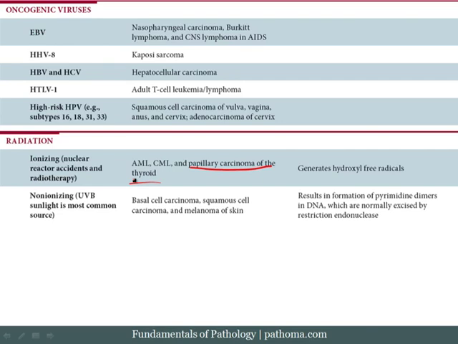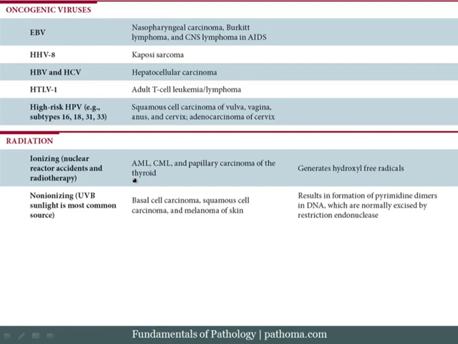Now, I want you to remember, I've already mentioned it once, but here we're going to review it one more time, and that is the mechanism by which ionizing radiation actually increases this risk is by the generation of hydroxyl free radicals. So water within tissues gets hit by the ionizing radiation, and as a byproduct of that damage, hydroxyl free radicals are generated, and those hydroxyl free radicals can damage DNA, increasing the risk for mutations, increasing the risk for formation of cancer. So that is ionizing radiation.